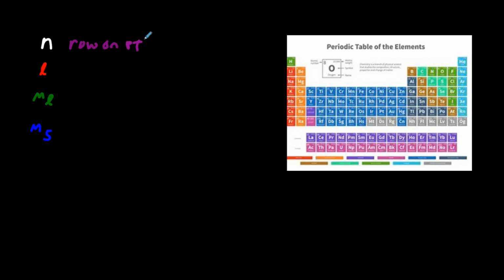The L value has to do with the orbitals and blocks that we talked about earlier. So our SPDF, we assign to 0, 1, 2, and 3. For example, hydrogen will have an L value of 0, iron will have an L value of 2, and einsteinium will have an L value of 3.